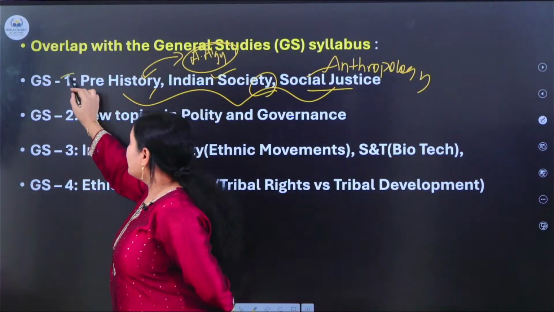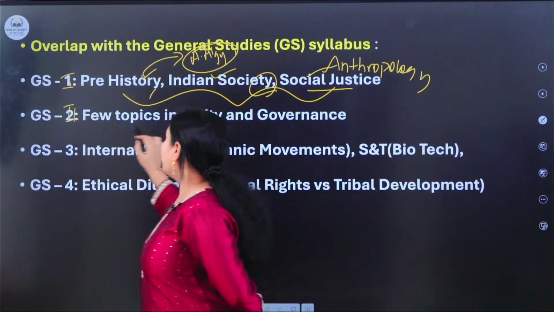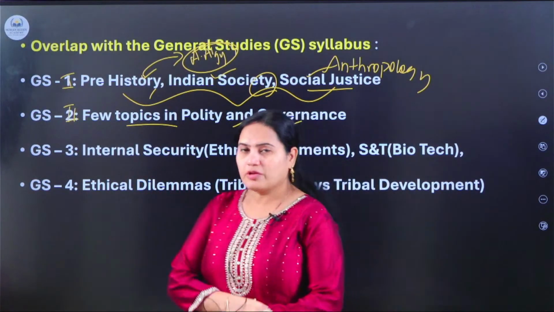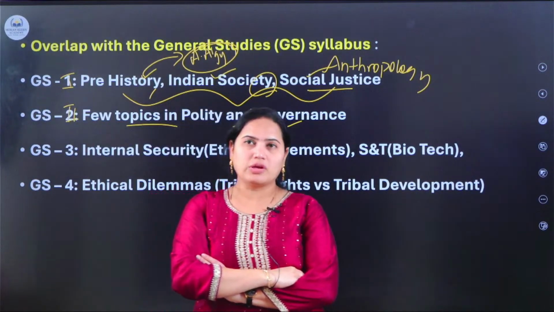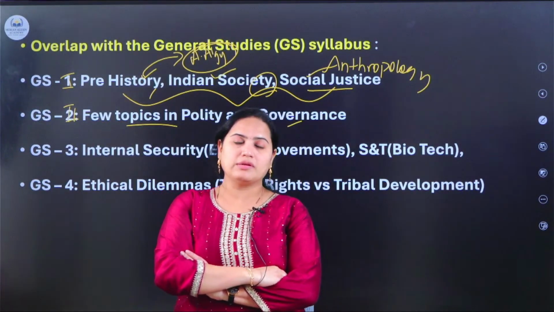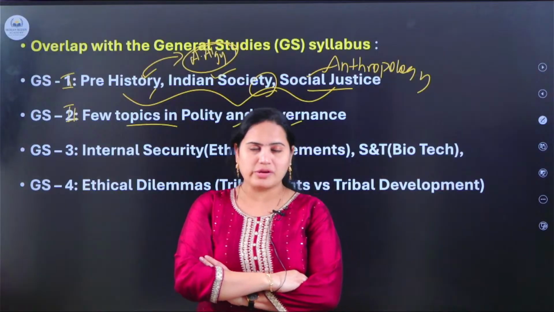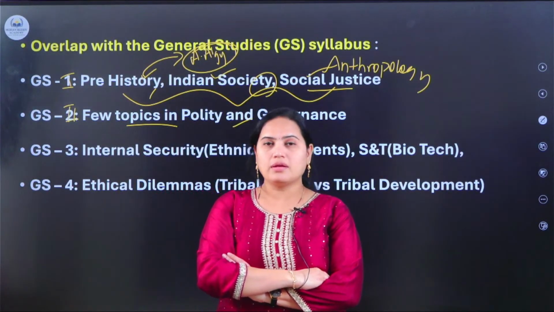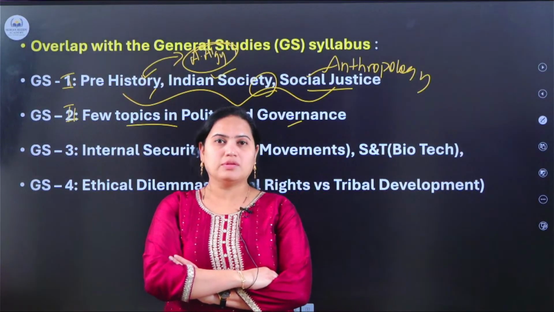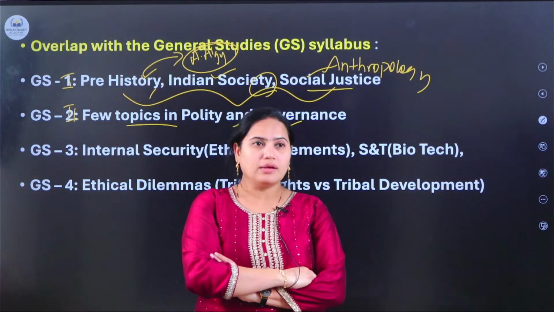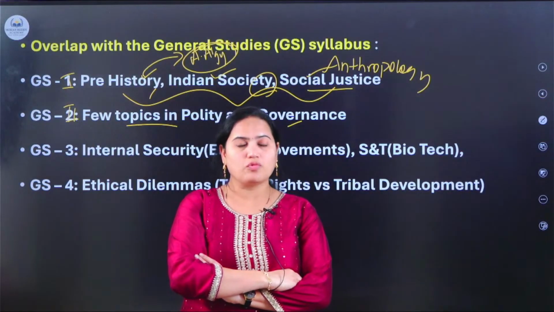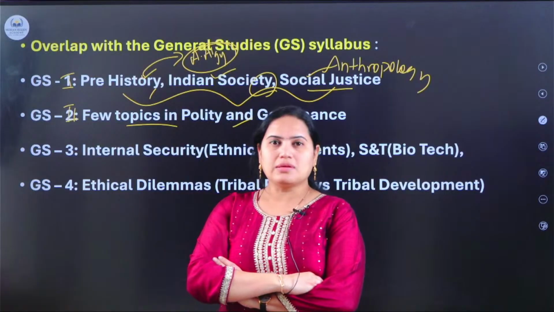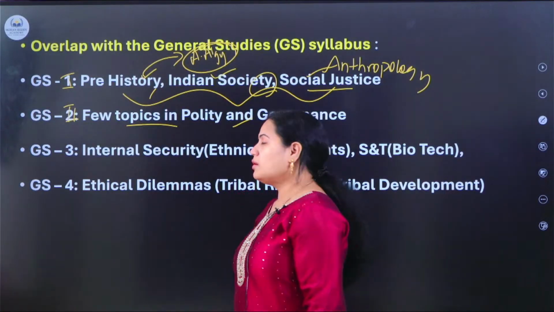Okay, and if you are talking with respect to GS2, few topics in polity and governance. So when we talk about the minorities, and if you are talking about the tribals, the linguistic minorities or the religious minorities, because the constitution recognizes two types of minorities. They are religious minorities as well as linguistic minorities. And what are the articles which are related to them? What are the safeguards? What is the constitution saying about them? So we will discuss all these things in our classes.